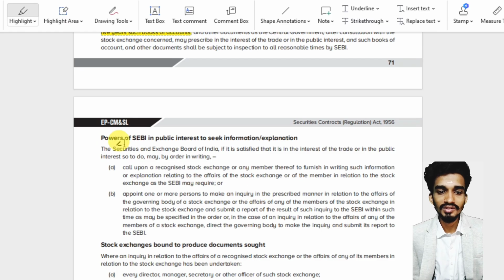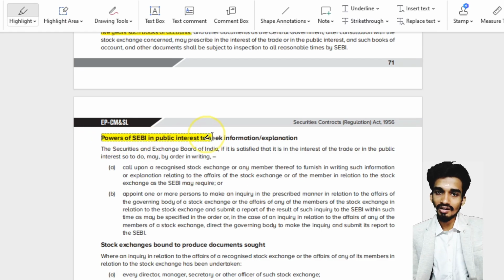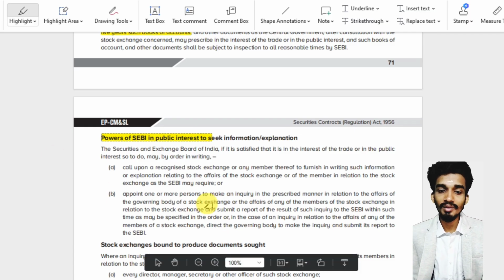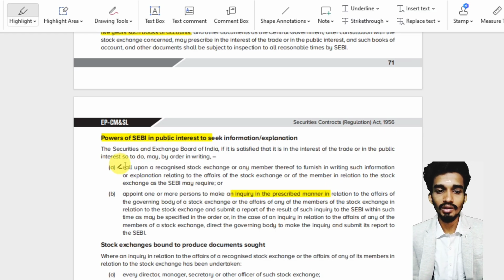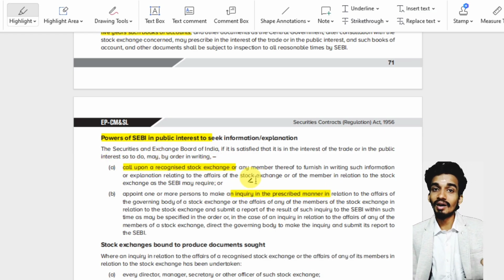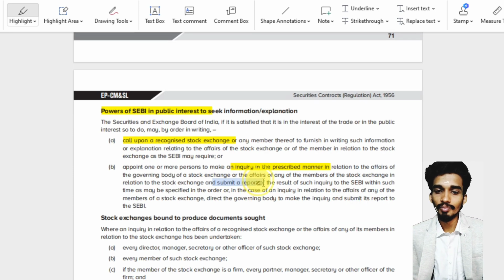Powers of SEBI: in public interest also, they can call upon any recognized stock exchange to give these books of accounts or any other documents, or they can call any members. They can appoint any members as an investigating authority to make such inquiries. They can call upon the recognized stock exchange and appoint an authority to make such inquiry. And they will submit a final report. This is like your CBI. They will appoint an investigating authority, and they will submit a report based on the inquiry.